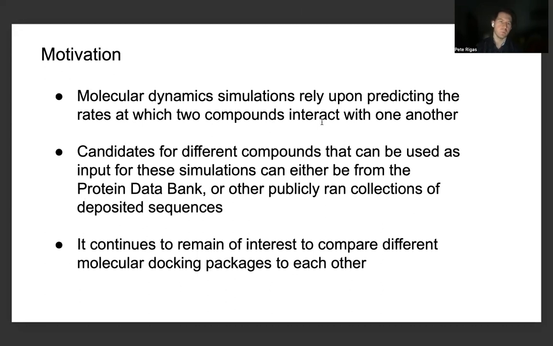So first of all, we can recognize that molecular dynamics simulations rely upon predicting the rates at which two compounds interact with one another. And if we're interested in looking at candidates for different compounds that can be used as input for these simulations, we can either look to publicly maintained resources such as the Protein Data Bank or other collections of deposited amino acid sequences that we can use to make models that we would like to perform computations on.